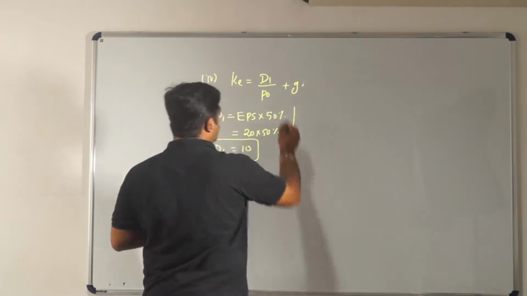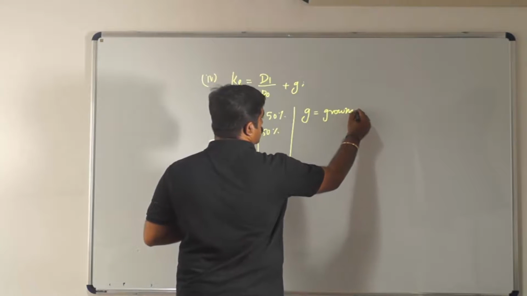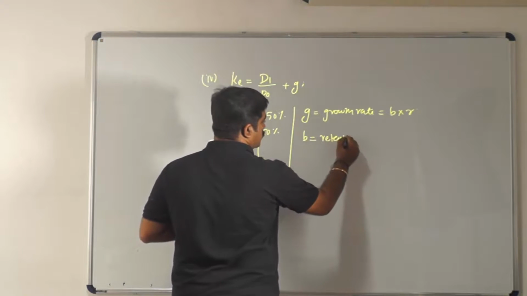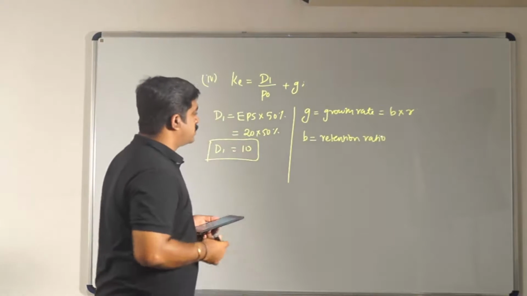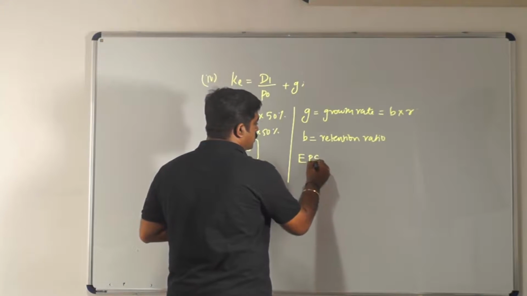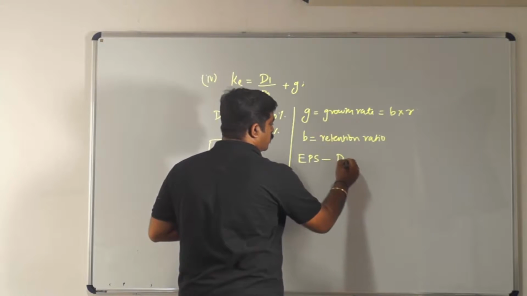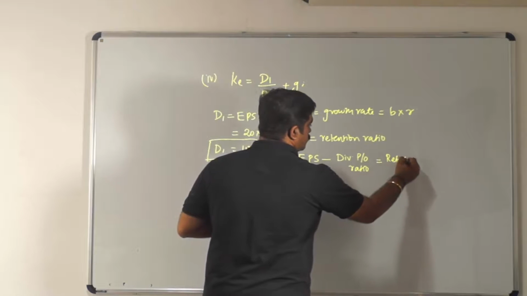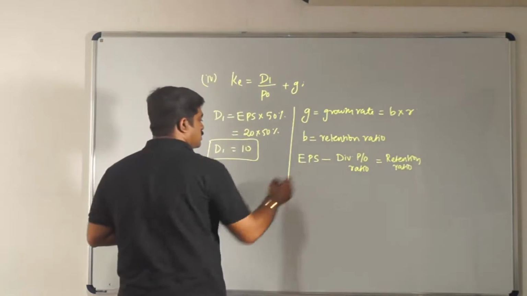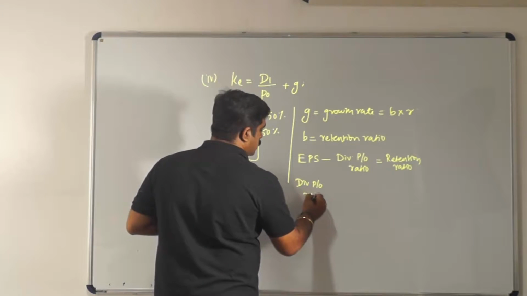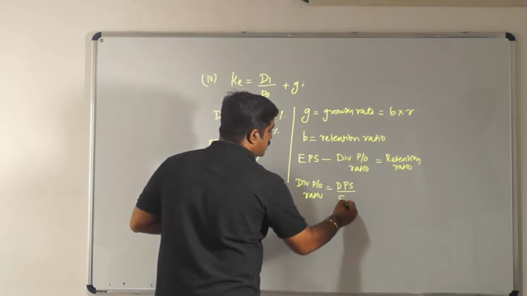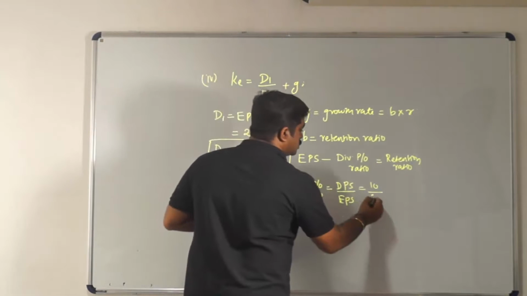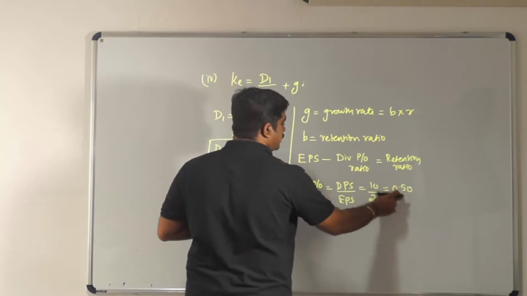Now the question is, how do we find out G? G represents growth rate. Growth rate, by formula it is B multiplied by R. So what is B? B is nothing but retention ratio. Is it possible to find out retention ratio? Yes, it is possible. From EPS, if we can subtract dividend payout ratio, we get to know what is retention ratio. But how to find out the dividend payout ratio? It is very simple. Dividend payout ratio is nothing but dividend per share divided by earnings per share. We know what is dividend per share, which is 10. We know what is earnings per share, it is 20. So 10 divided by 20, it is 0.50. So this is the dividend payout ratio.